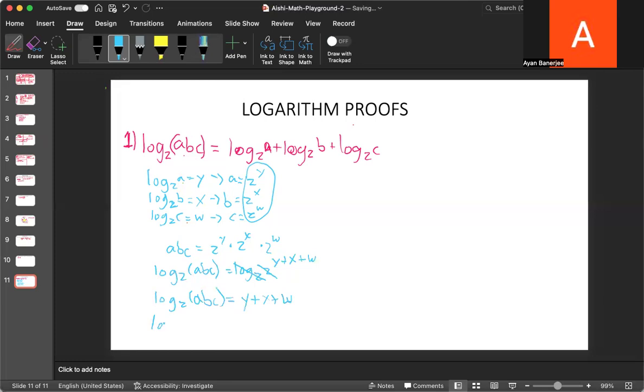So we get log Z ABC is equal to log ZA plus log ZB plus log ZC. So we have our first proof. Our second proof is very similar to this.